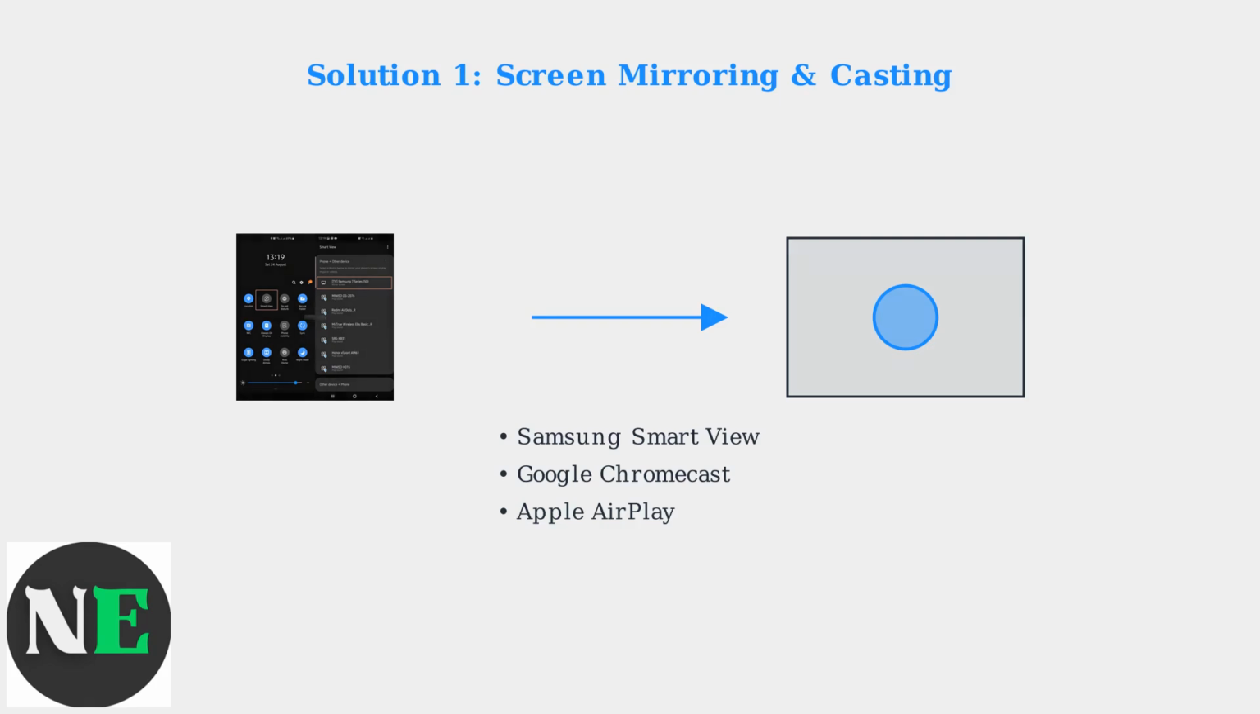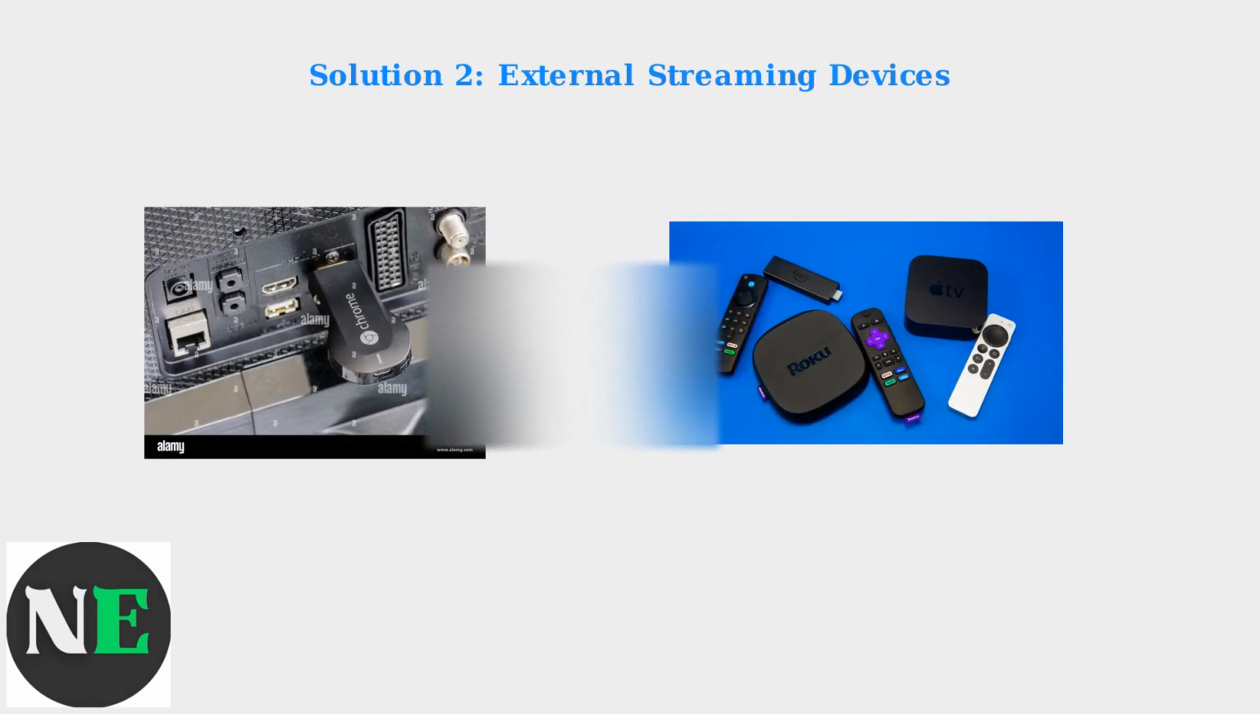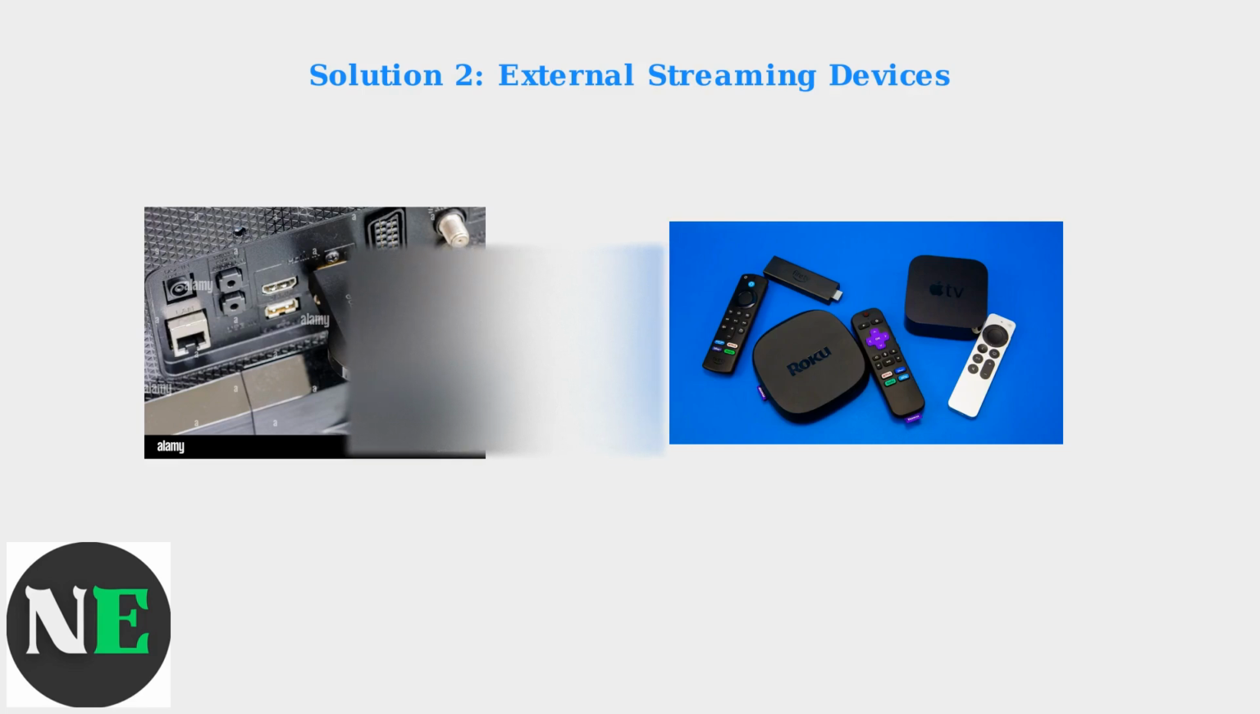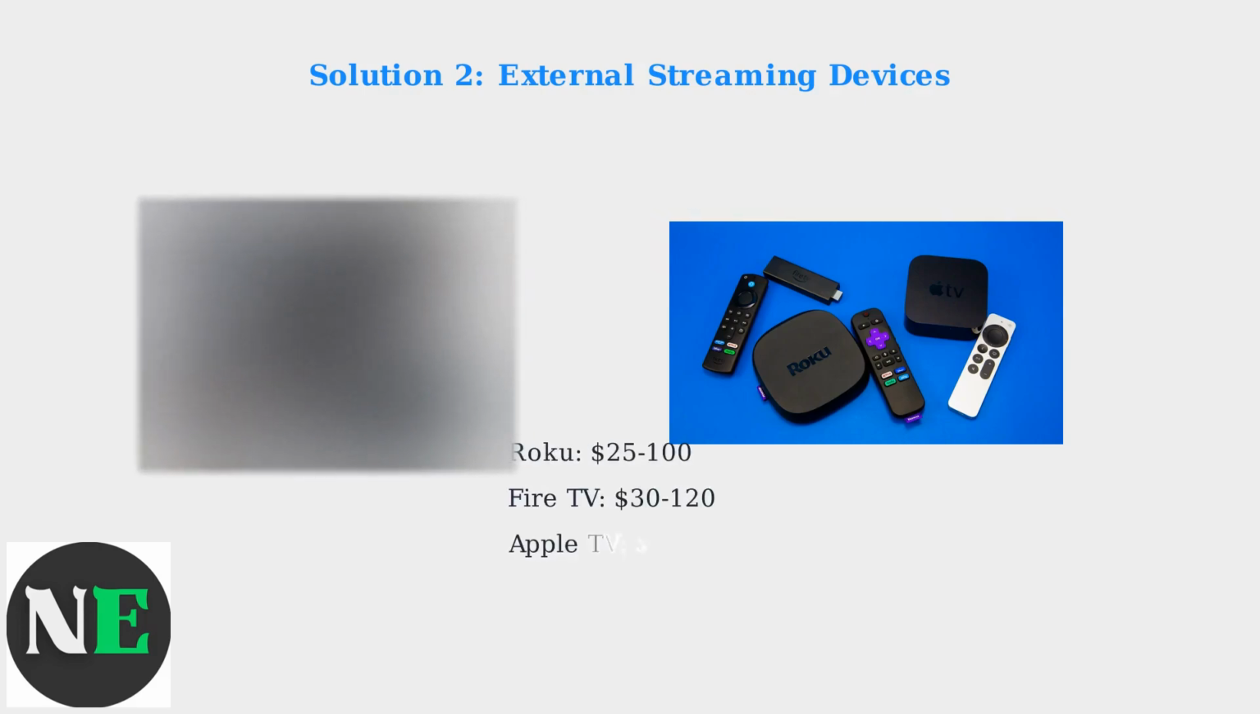The second and often better solution is using external streaming devices. These small devices plug into your TV's HDMI port and provide access to thousands of modern apps with regular updates. The most popular options are Roku, Amazon Fire TV, and Apple TV. These devices cost between $25 and $200, making them much more affordable than replacing your entire television.